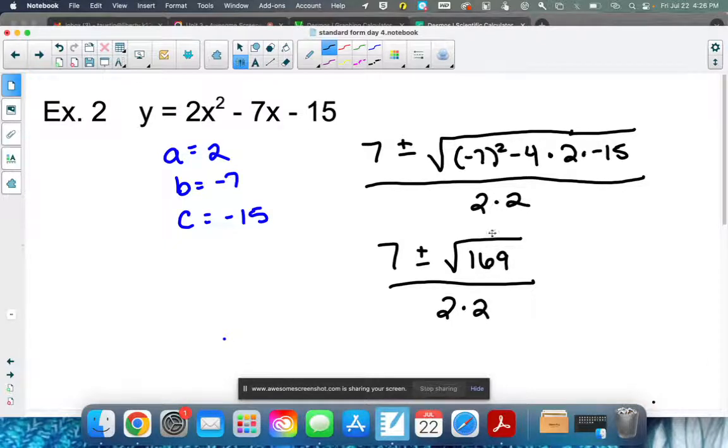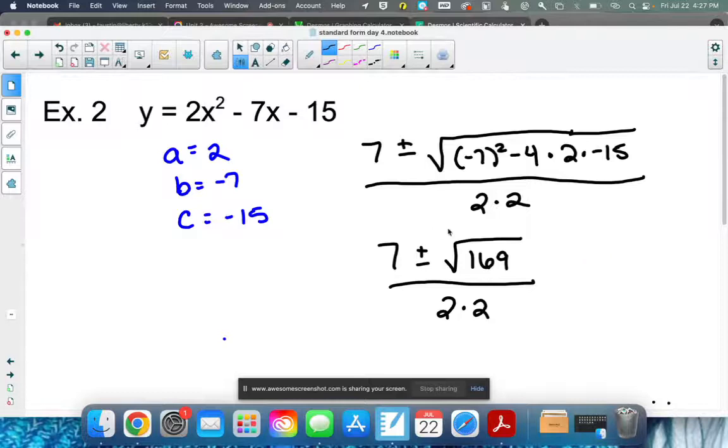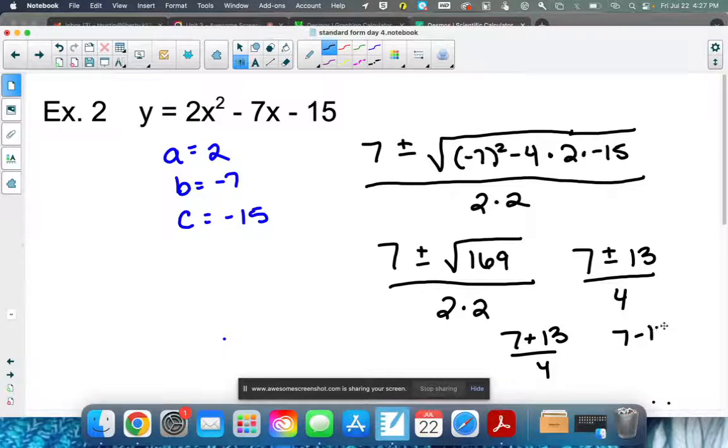Let's simplify. The square root of 169 is actually a whole number. And again, once you get that number there, go ahead and hit next, and then take the square root of that number, and it'll tell you whether or not it's a decimal or a whole number, right? And if it's a decimal, we're going to round to one place. So in this case, it's just 13. So what we have is 7 plus or minus 13 all over 4. Remember, that's two answers. So 7 plus 13 divided by 4, and 7 minus 13 divided by 4.